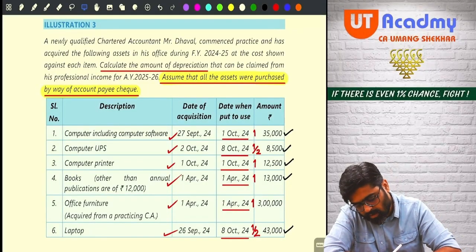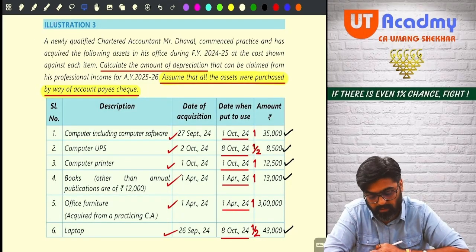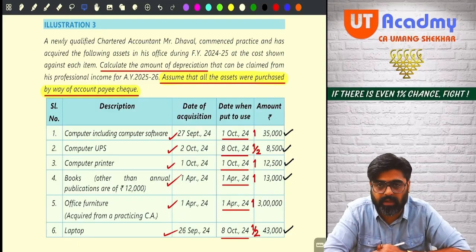Now, a newly qualified chartered accountant, Mr. Dhaval. He is a chartered accountant doing a business or a profession.